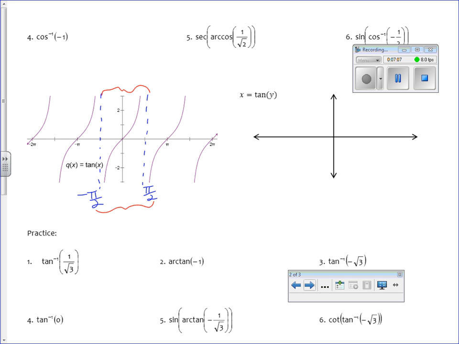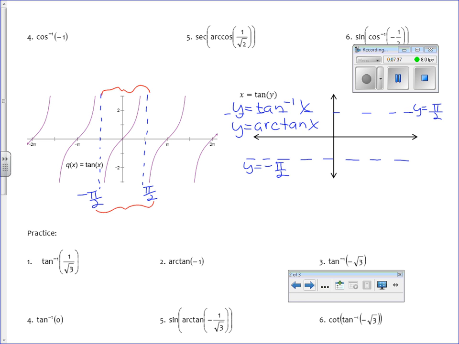All right, so you see I've already switched the x's and the y's. x is equal to the tangent of y. A better way to write that would be y is equal to the inverse tangent of x, or y is equal to arctangent of x. Now if they're vertical asymptotes on the tangent graph, they are horizontal asymptotes on the inverse tangent graph. We know that the range of the tangent function is unrestricted. That means the domain of our inverse tangent function is unrestricted. So the curve is going to look something like this.